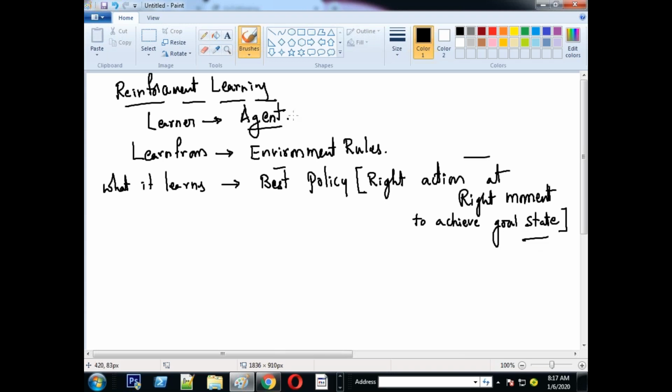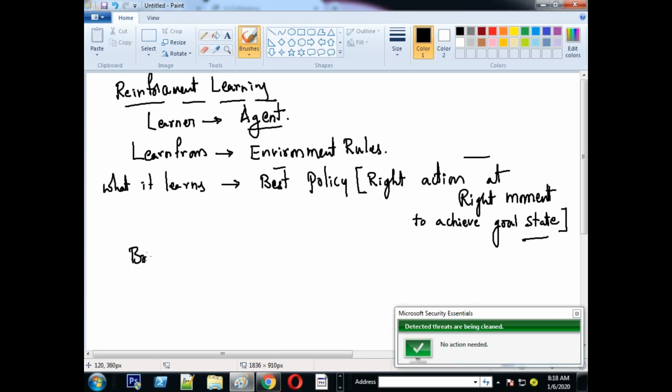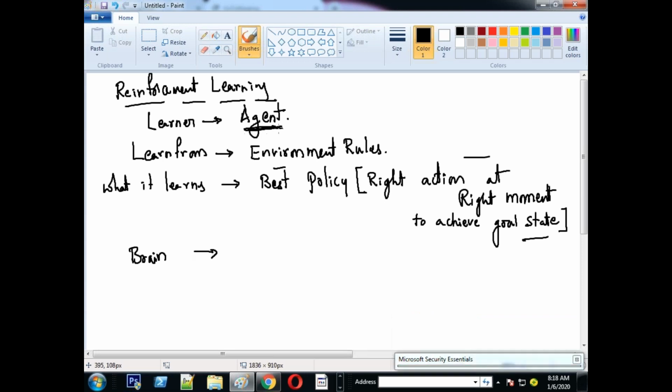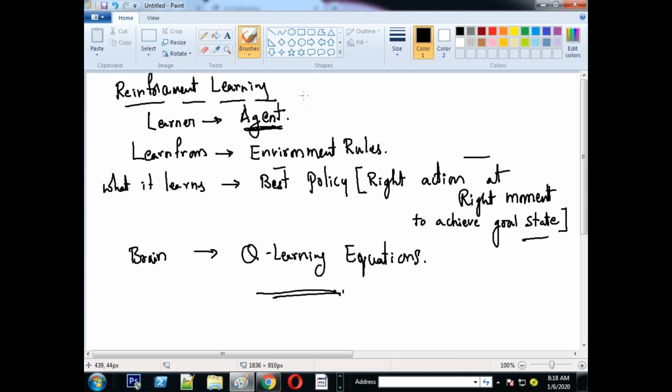But something is learning means there should be some brain. What is the brain of the reinforcement learning agent? Few learning equations. So these are the key terms. Now one by one we will see.